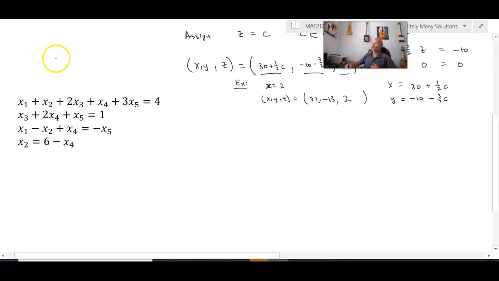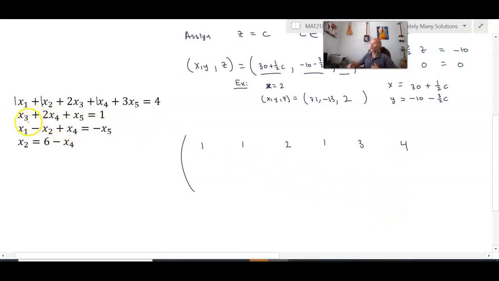So I do need to do a little bit of rearranging here. I see that the first equation is good: x1 plus x2 plus 2x3 plus x4 plus 3x5 equals 4. So let's go ahead and try to write this by looking at it. We have 1, 1, 2, 1, 3, and then our constant 4.